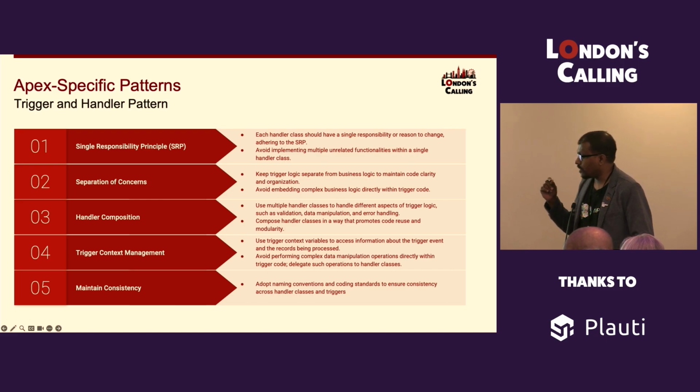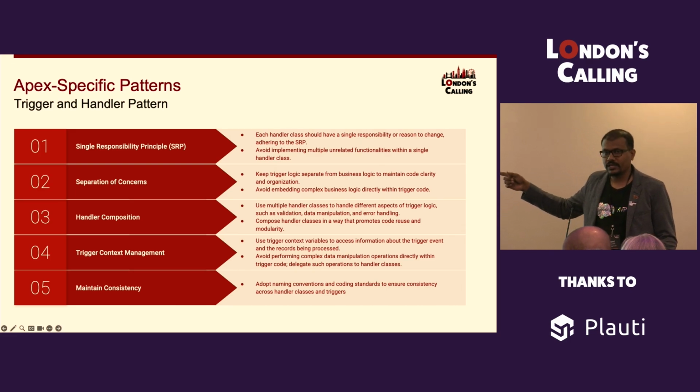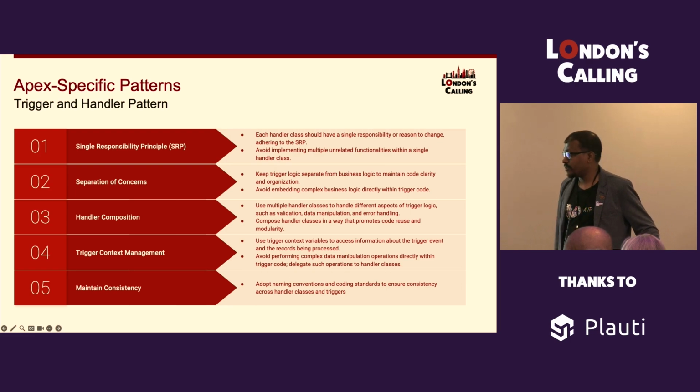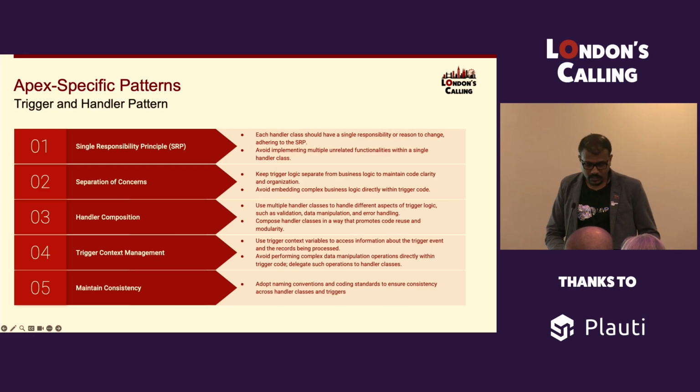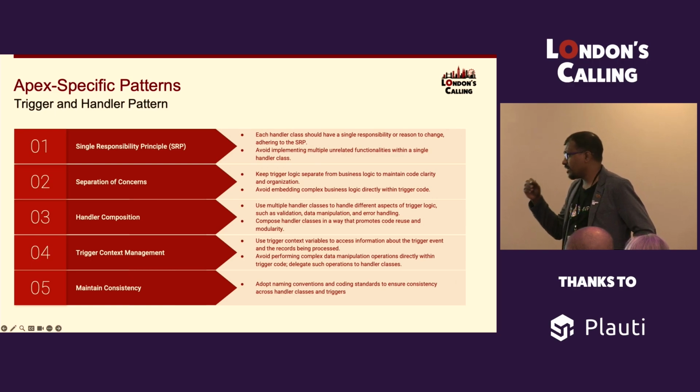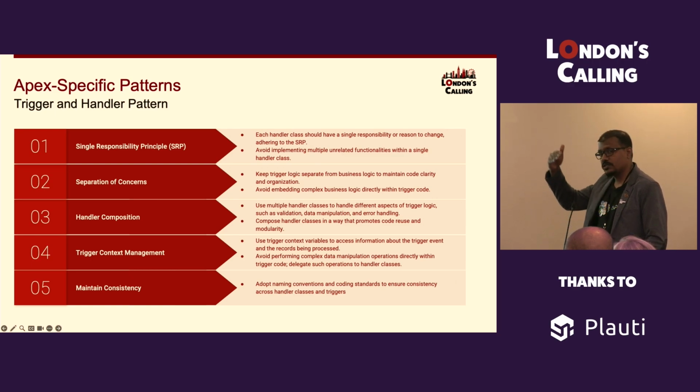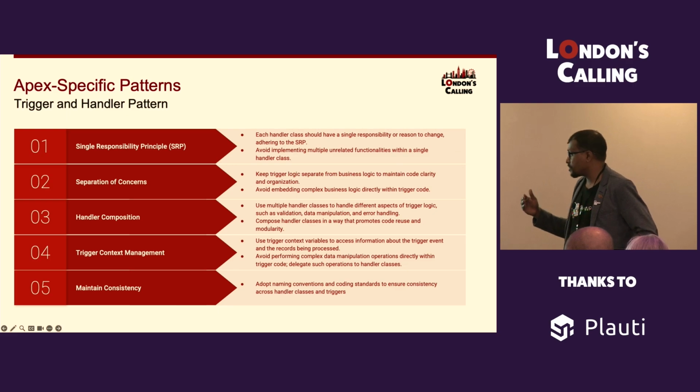The fourth one is trigger context management, especially using the trigger context variable to access information about the trigger event and the records being processed. You mentioned recursion, so we can avoid this recursion by using trigger context management. And the fifth one is maintaining consistency. We need to use naming conventions, especially when we are using this kind of structure, and also adhere to the coding standards.